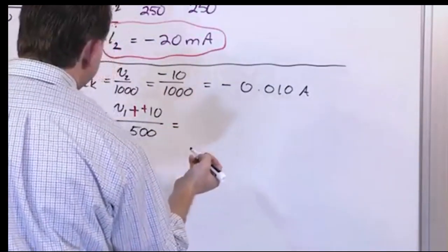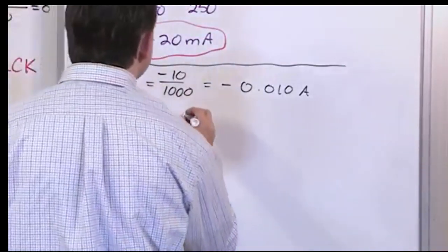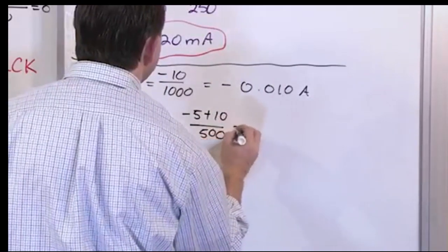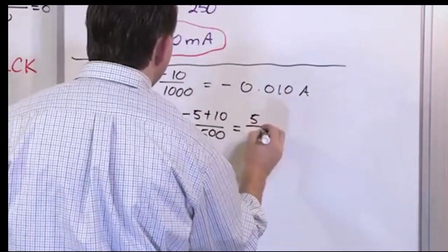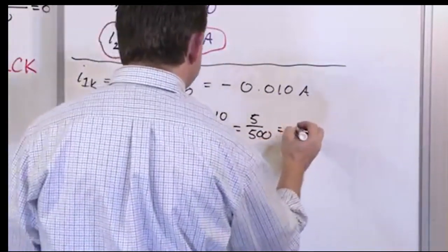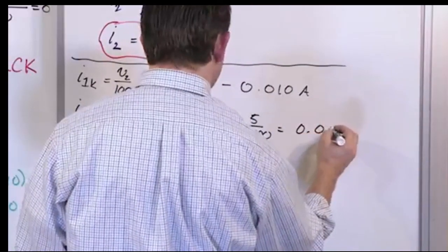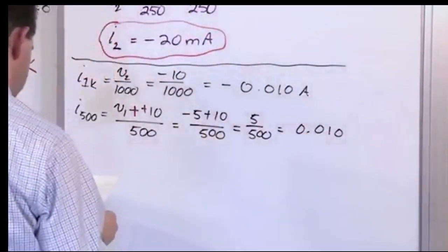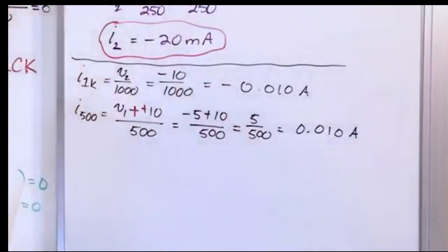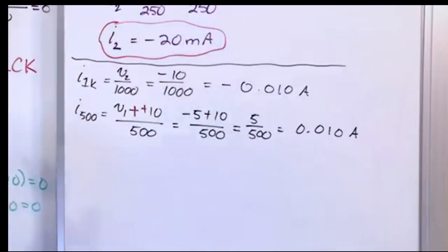So what you have is V1 is given to us now by negative 5. So it's negative 5 plus 10 over 500. So what we have is 5 over 500. And when you take 5 over 500, you will get 0.010 amps. And this one's positive. So don't worry about the fact that this is negative and this is positive now.